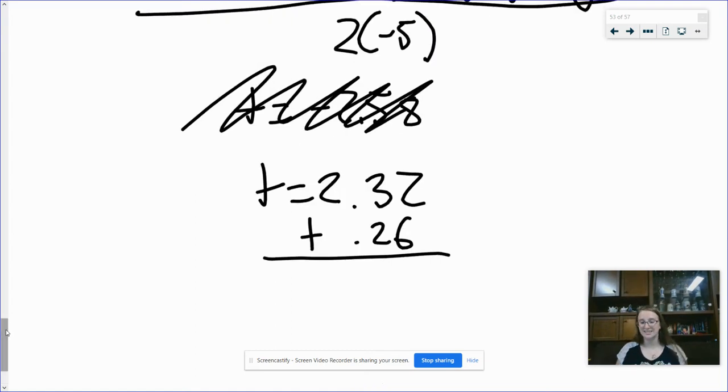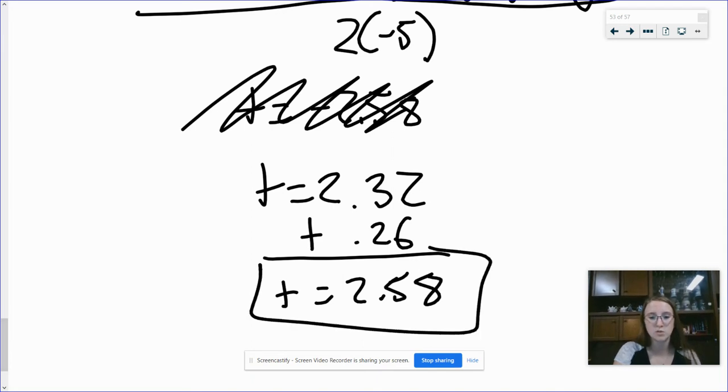It was a lot. The next part of this question is going to go a bit faster. Should get 2.58. So once more, we had to split it up into chunks. We weren't going to be able to do this one all in one chunk. Okay, so let's keep going. We're going to go up to B now.